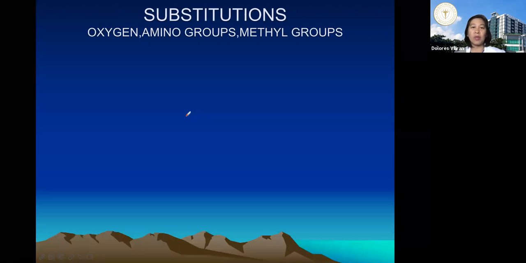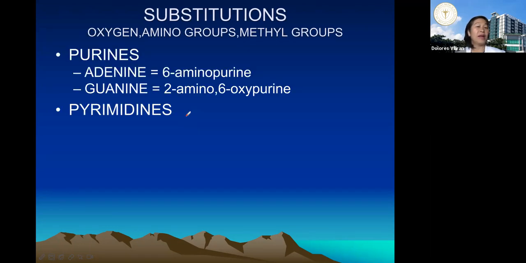Then you can differentiate one base from another by knowing the groups attached on that particular ring. It can be oxygen, amino groups, or methyl group. For purines, adenine has a chemical name of 6-aminopurine, meaning there's an amino group attached to the 6th carbon. While for guanine, the chemical name is 2-amino-6-oxypurine, wherein on the 2nd carbon you have an amino group, while on the 6th carbon there is oxygen.